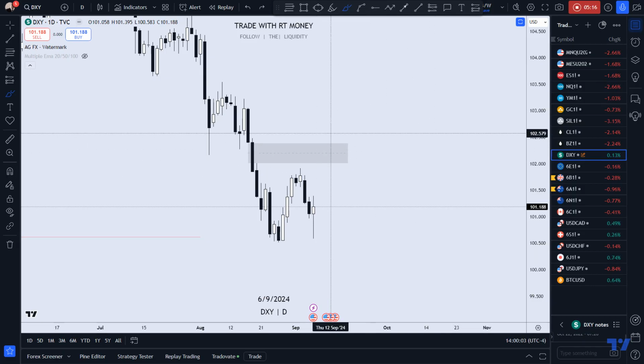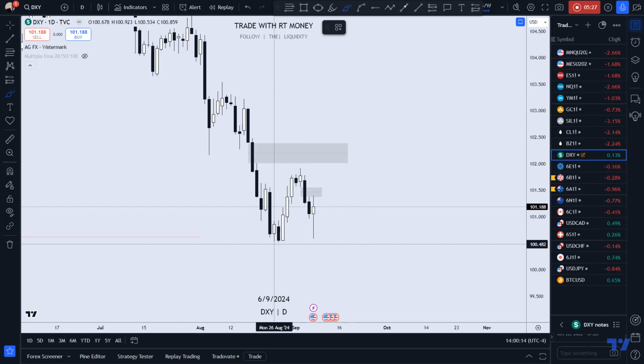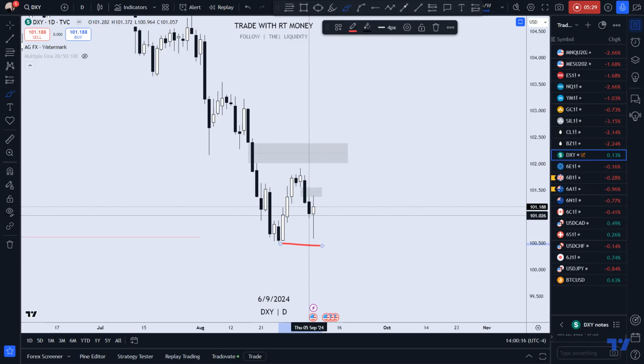What I want you to notice is two things. One, there's a bearish fair value gap here that price is now tapping. And I also want you to note that price did not take out that low, leaving relative equal lows below, which is a very strong draw on price.